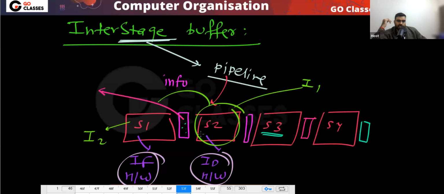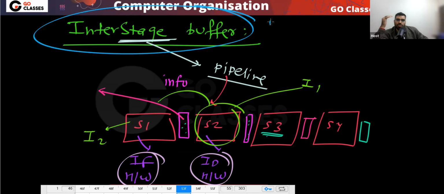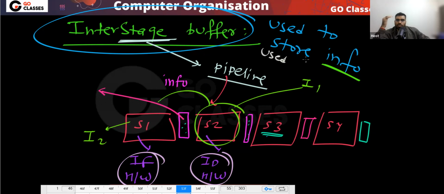Similarly, if S3 needs some information from S2, then it can take it from here. Also remember, maybe S3 needs some information from S1, right? Then also it can use this buffer. So basically, the inter-stage buffer is used to store information. This information will be used by later stages. So this is the concept of the inter-stage buffer.